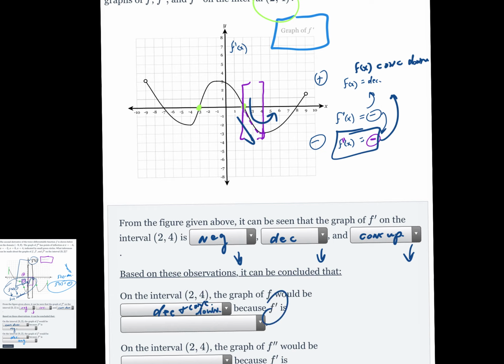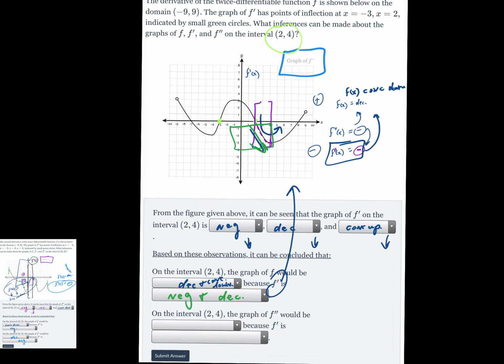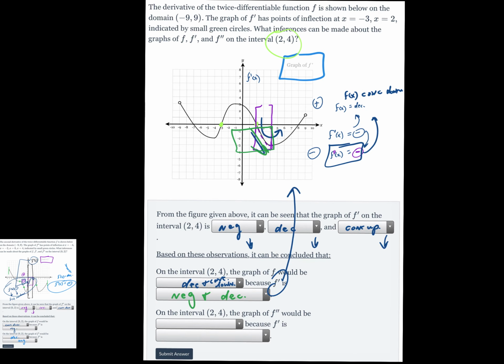Because f prime, this graph we're looking at, is decreasing because they have negative values. And it's concave down because it's decreasing during that interval. Next, they want us to consider something about the f double prime function. Well, let's see, that right there, I'm going to say that would be negative because we already identified it right here. I'm sorry, the second derivative is negative during this interval because f prime is decreasing.